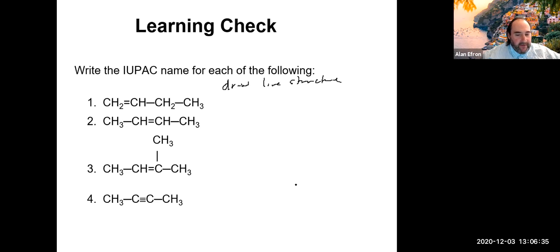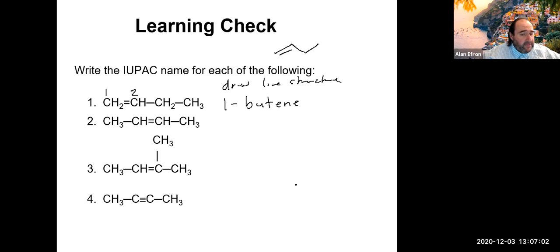So 4 in a row is butane. Double bond makes our butane become butene. We do need to give the location of that double bond, and it looks like it should be at carbon number 1. So this is 1-butene. Line structure for that guy would look something like this, and a double bond happening right about there.